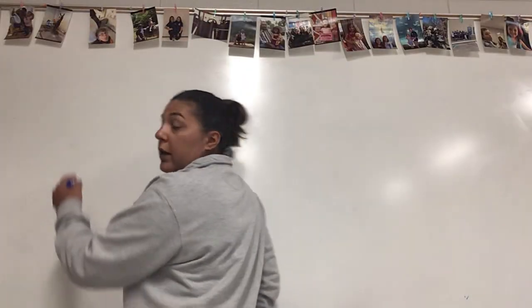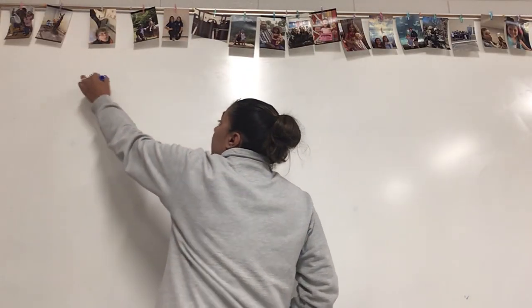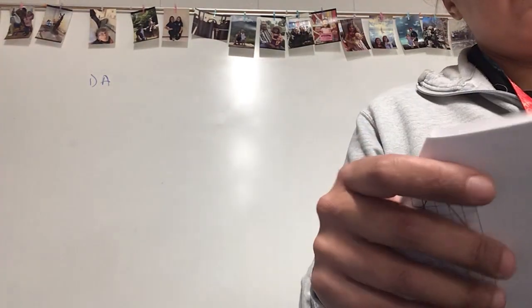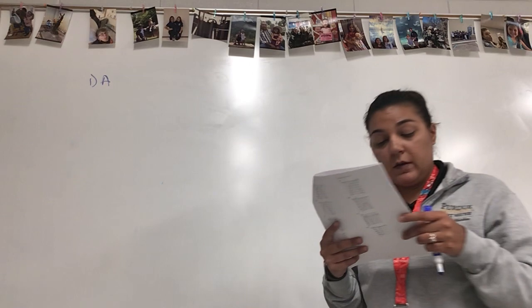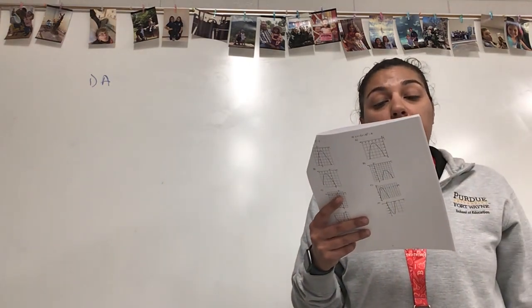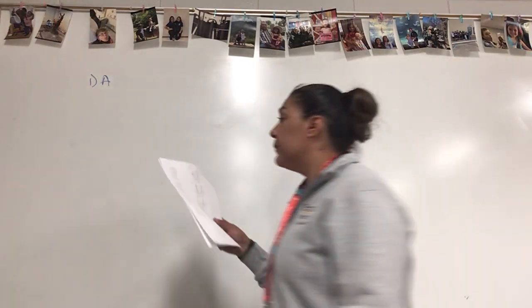Okay, number 1 is A. Number 3. What's that minus 1 do? It goes down 1. Which graph goes down 1? D.